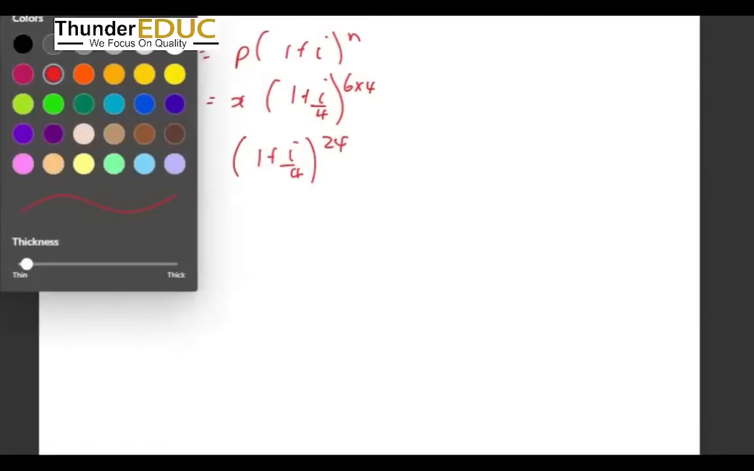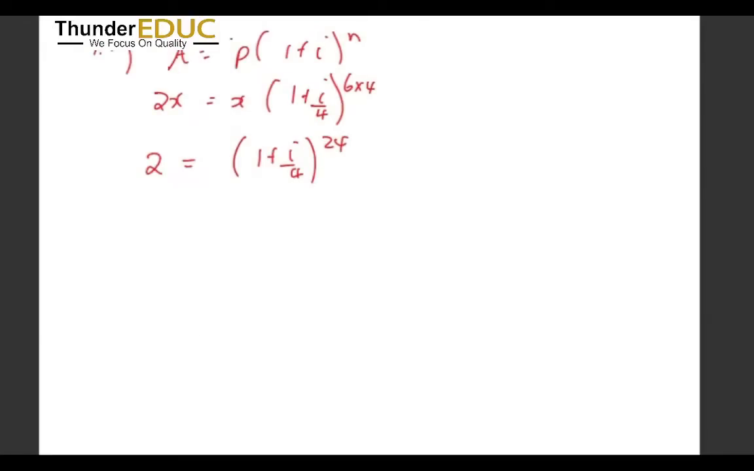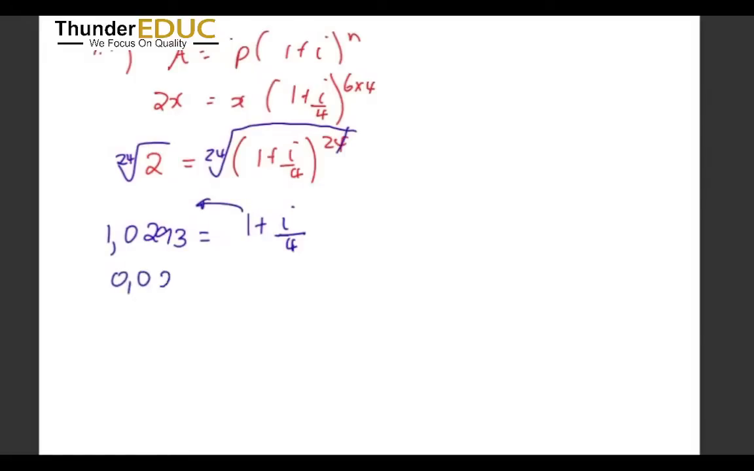Then we need to find the 24th root. Okay, you press your cube root, remove the 3, replace it with the 24. You get the 24th root. So that we cancel out that exponent. So this gives me 1,0293 is equal to 1 plus I over 4. The reason why we give it to 4 decimals is just to get the accuracy right. So you move the 1 that side, it's going to be 0,0293 is equal to I over 4.